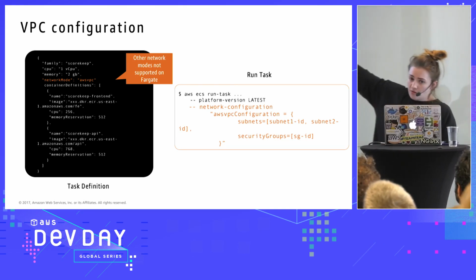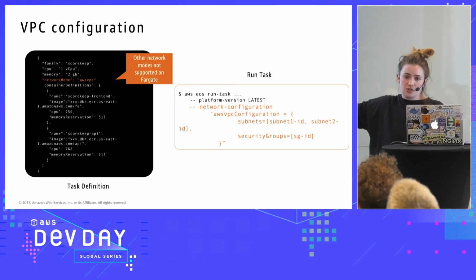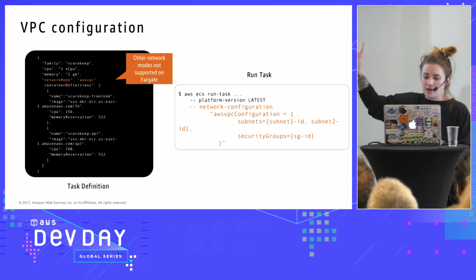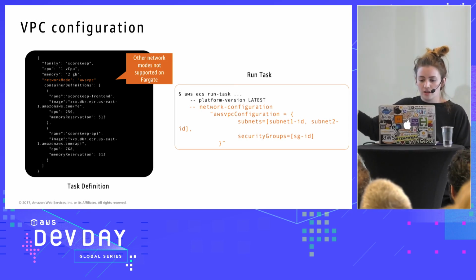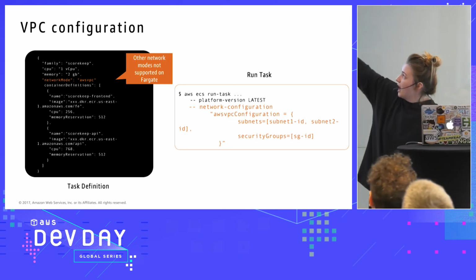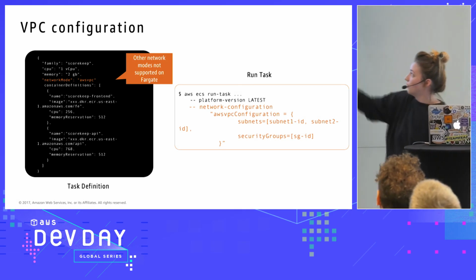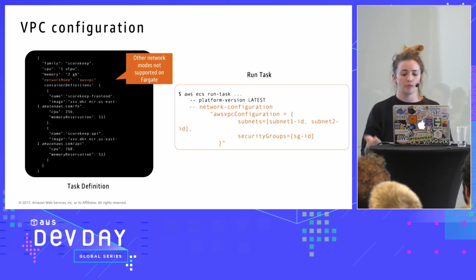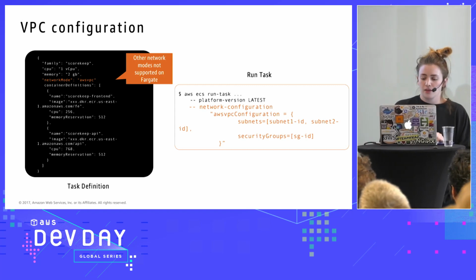This is an example of the run task command where you'd use this. We mentioned platform version. This is passing in latest, so it'll update it for me. But then you can see that we pass all the networking configuration. I give it some subnets. I give it a security group ID. You also can do that in the console.